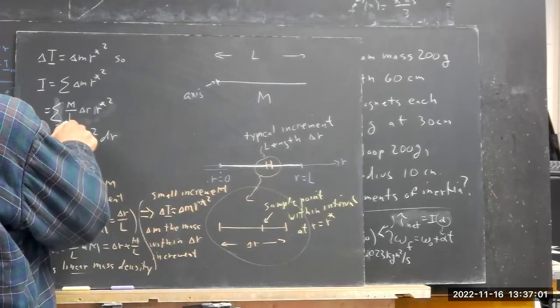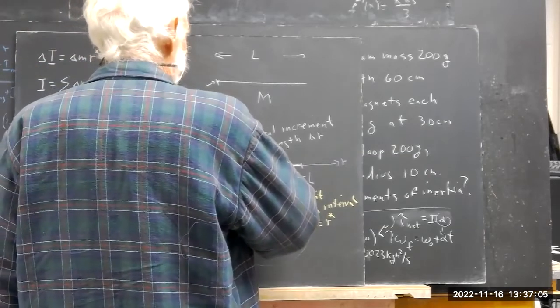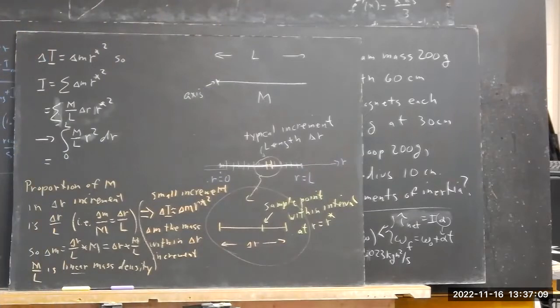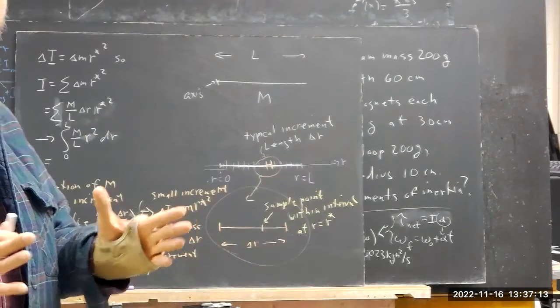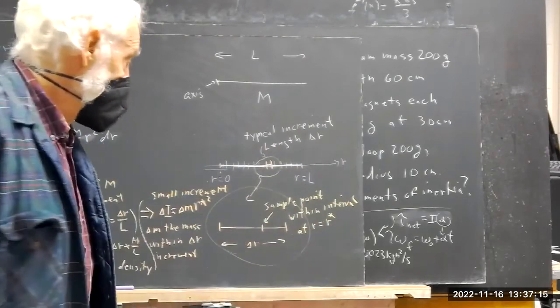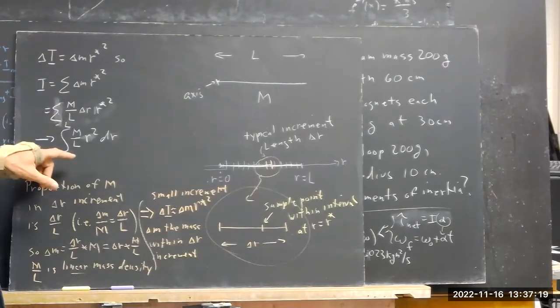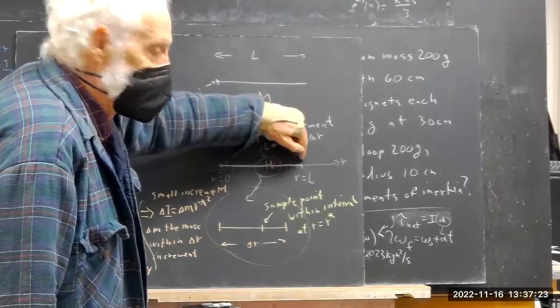And that's from zero to L because if you partition this thing into a bunch of steady increments, that's what you're summing over. You're summing over all these increments as they get tighter and the number gets greater, and so forth. And the partition runs from R equals zero to R equals big L.